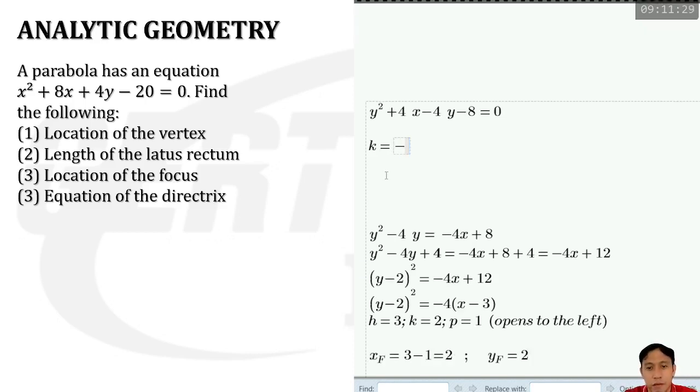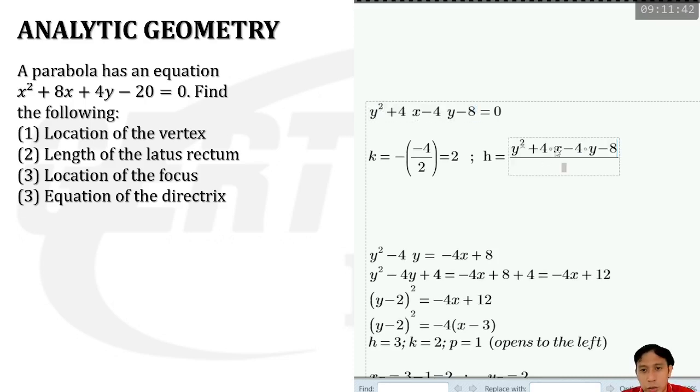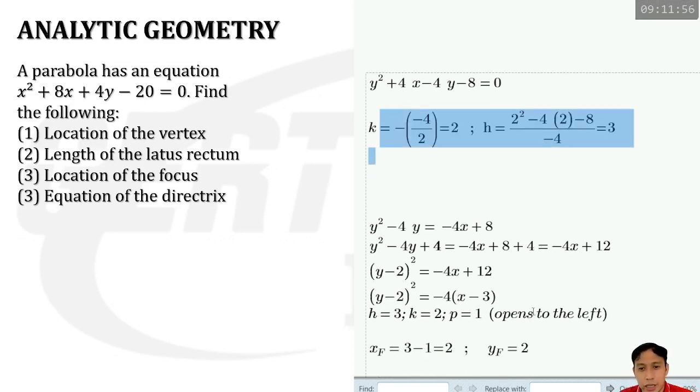So, that is negative of negative 4 over 2, and that's equal to 2. And h is the x coordinate of the center, the vertex. So I evaluate this without the 4x, divide it by negative 4, and make y equal to 2. So it's 3, 2. It's a shortcut. H is 3, k is 2.